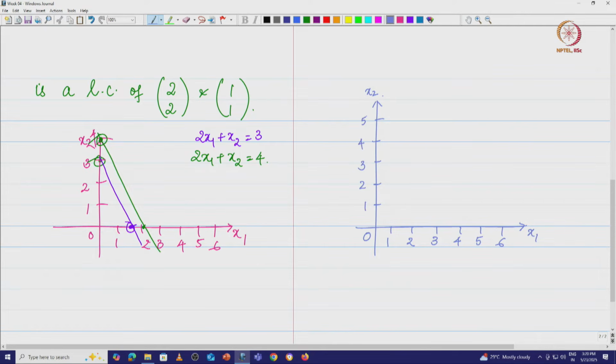I have this. So, the first vector that we have is 2 comma 2, let us mark the 2 comma 2. 2 comma 2 is basically a vector which is here, and 1 comma 1 incidentally is also a vector in the same direction. Now, what are we looking for? The vector 3 comma 4 is basically a vector which is here, and what do we see?